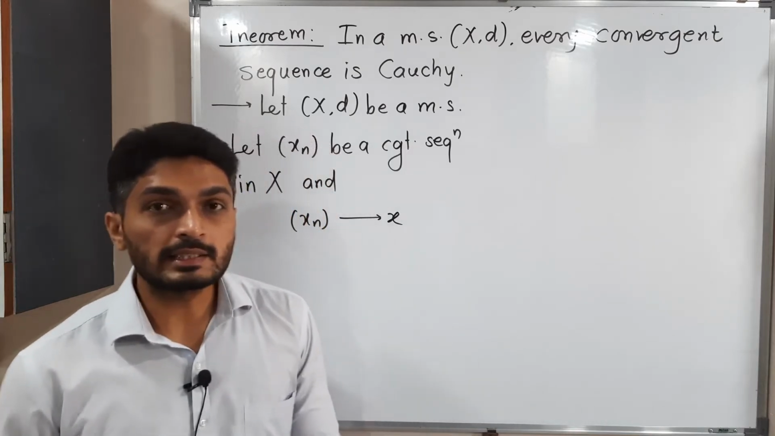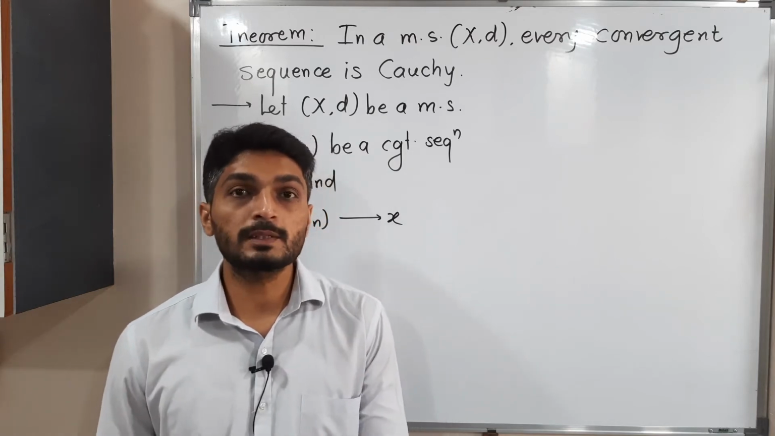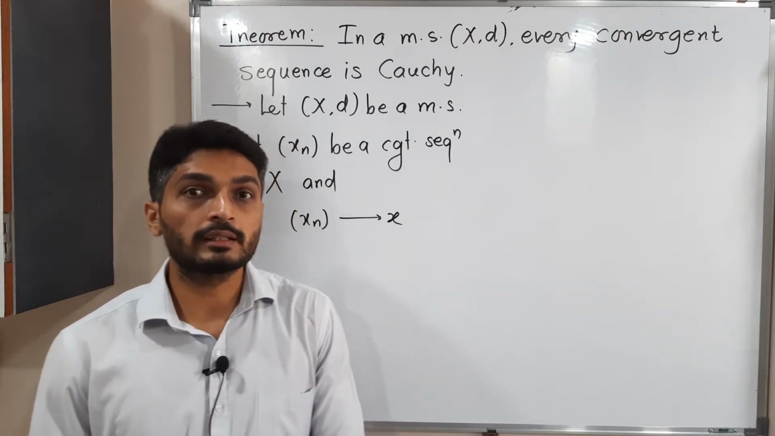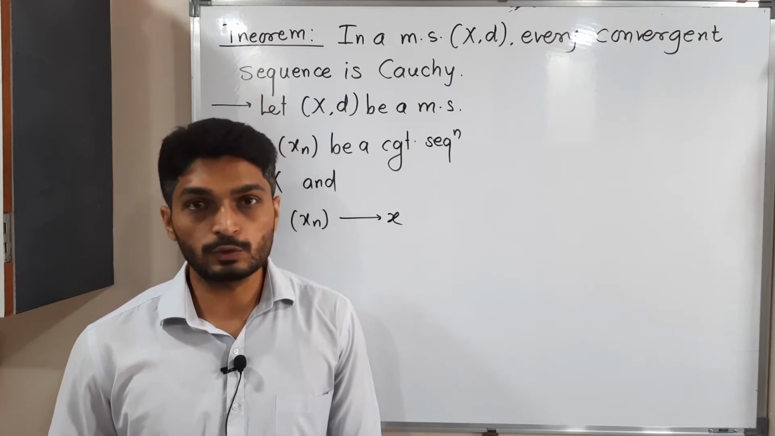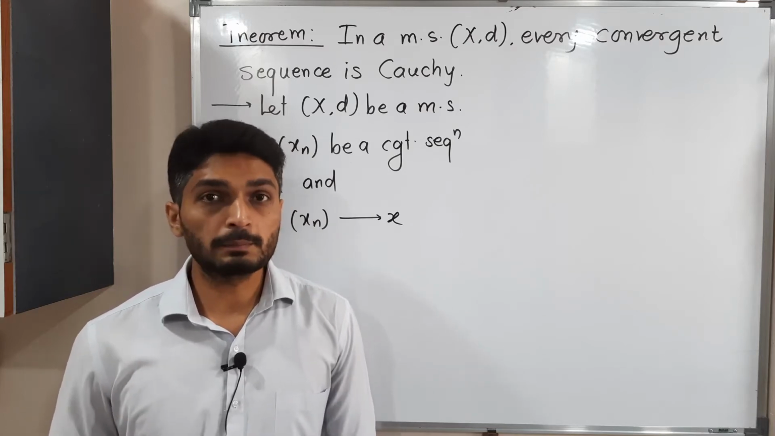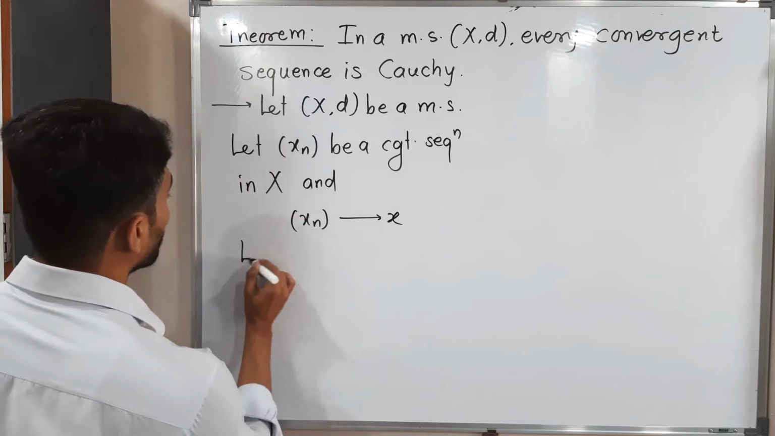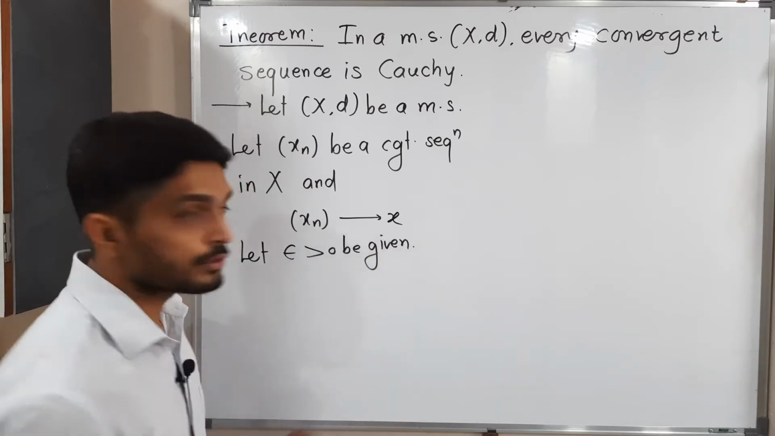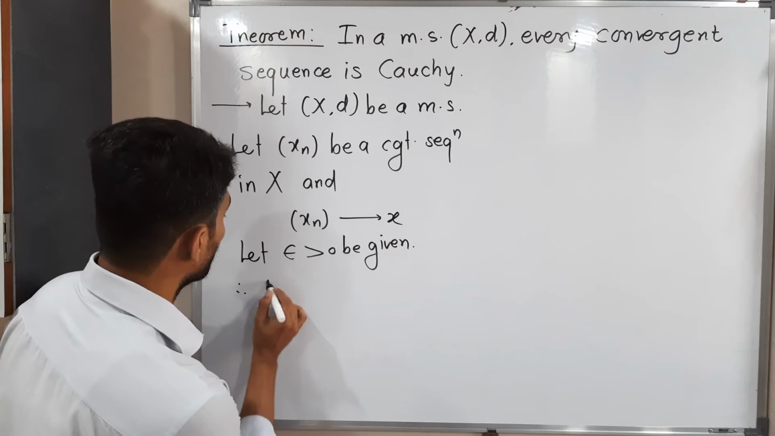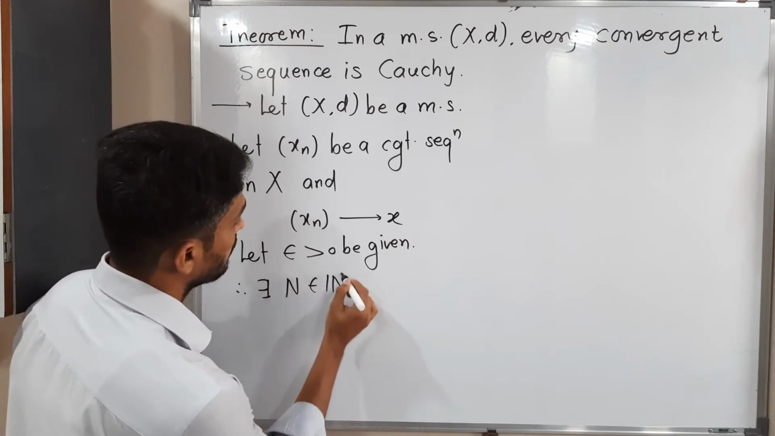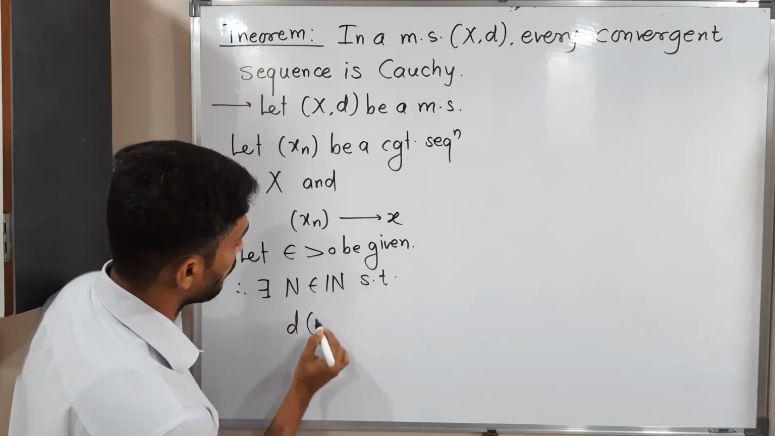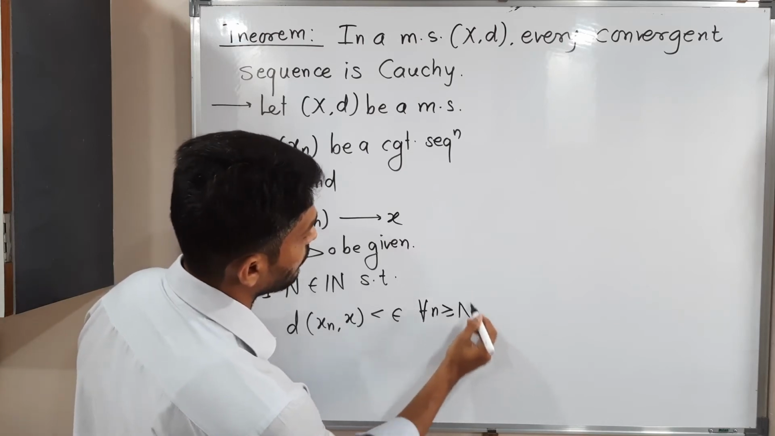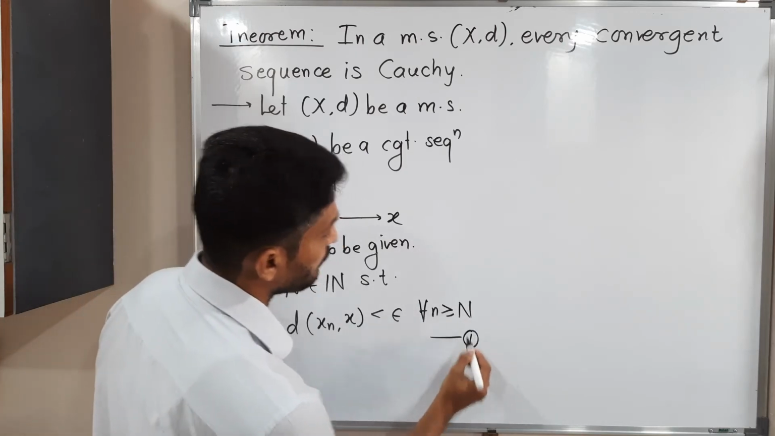Here I have considered one metric space (X, d). I have taken one sequence xn which is a convergent sequence and converges to x. We have to prove that this sequence is a Cauchy sequence, obviously using the definition. For that purpose we need to take one epsilon first. Let epsilon greater than 0 be given. I am going to use the definition of a convergent sequence. Therefore there exists a natural number capital N such that d of xn, x is less than epsilon for all n greater than or equal to capital N. I will call it inequality number 1.